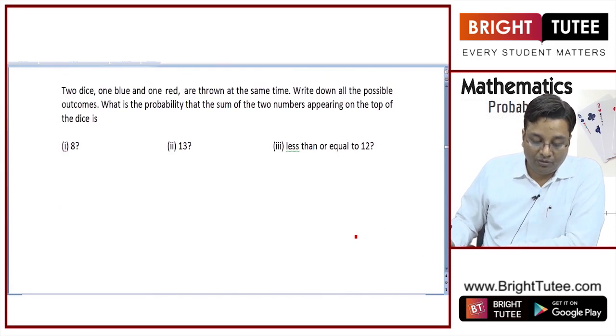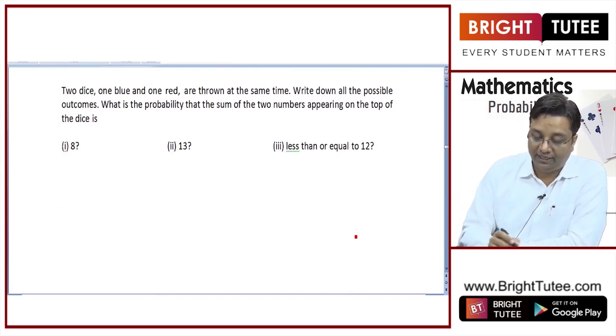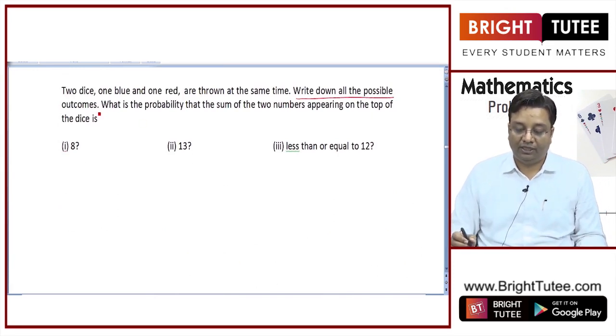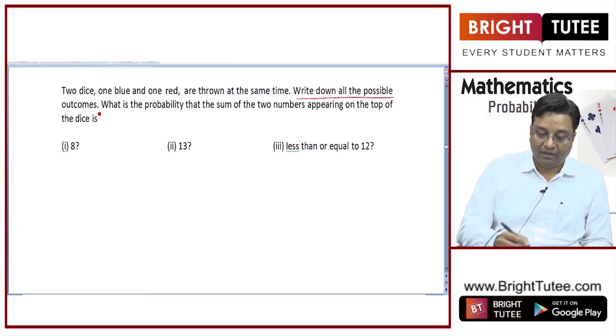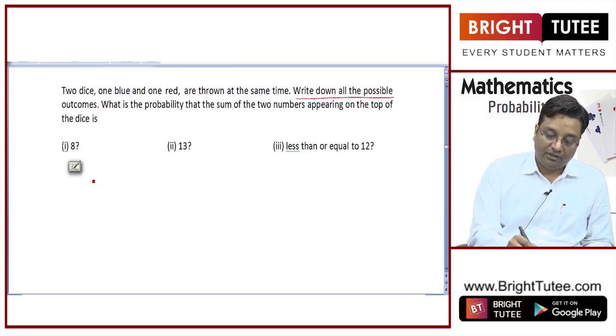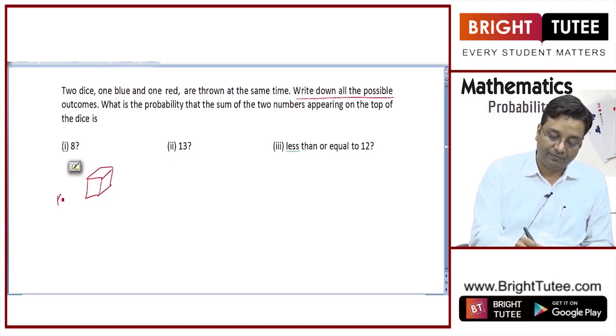Okay. We have got two dice, one blue and one red. These are thrown at the same time. Write down all the possible outcomes. What is the probability that the sum of the two numbers appearing on the top of the dice is 8, 13, less than or equal to 12? So, let us say we throw two dice, one is blue here, one is red, right.